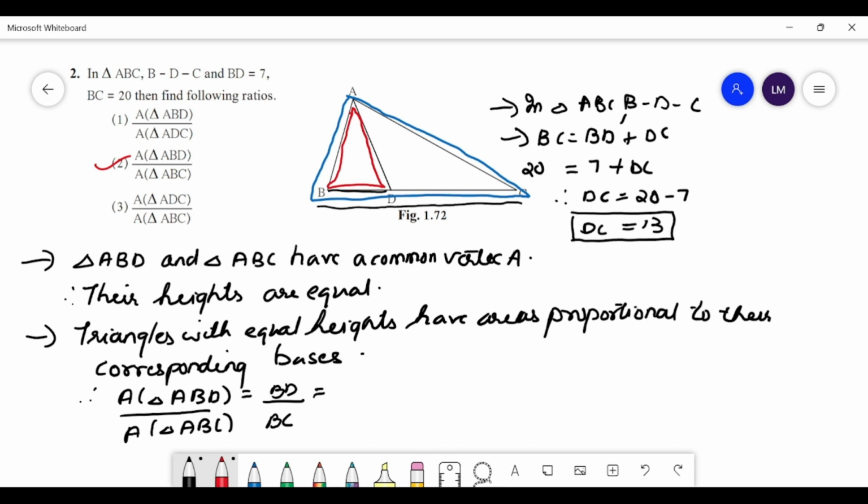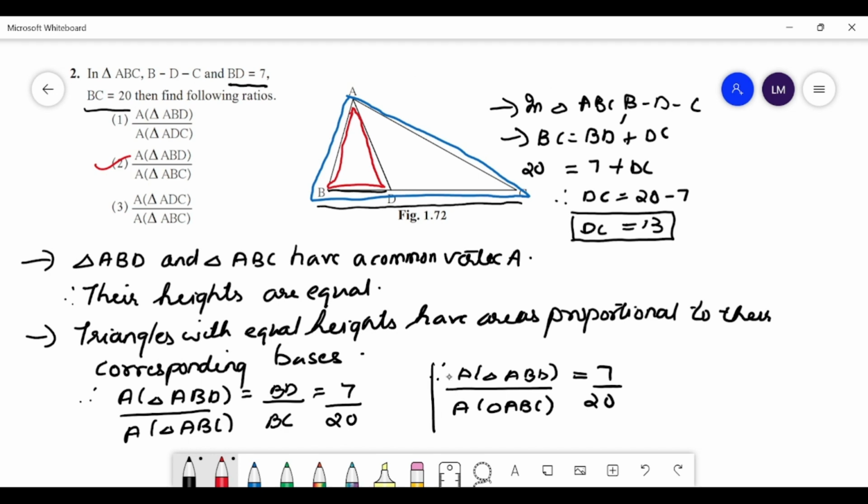But in the given question, the values are given, right? So the value for BD is 7. So we can write here 7, and the value for BC is given as 20. So we can write 20. Therefore, the final answer is area of triangle ABD upon area of triangle ABC will be equal to 7 upon 20. So this is our final answer.